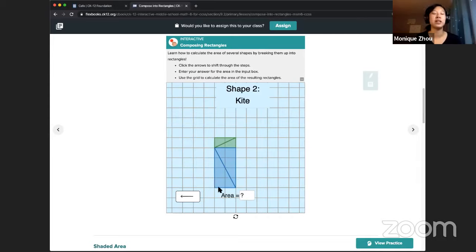That we can count. So the base is 1, 2 units long. The height is 1, 2, 3, 4, 5 units high. And 2 times 5 is 10.